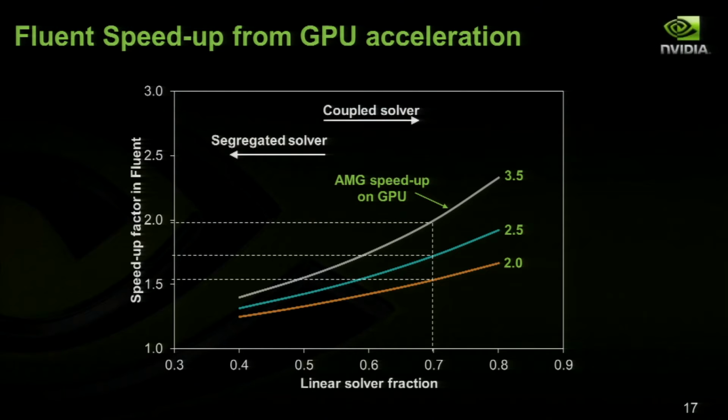But the speedup also depends on what kind of speedup you are getting on your AMG. If the AMG is only delivering 2.5x, then you only see 1.7 or 1.8x. So you have to keep in mind that whatever acceleration you get in AMG won't directly translate to the total solution time, because the linear solver is only a part of the problem.